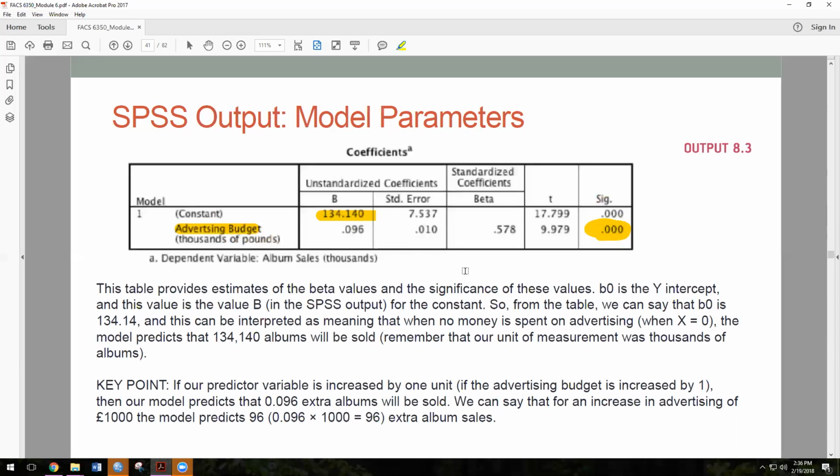Now for every 1 unit increase in my advertising budget, it could be $1,000, $100,000, whatever the unit is, if my advertising budget is increased by 1 unit, then I'm going to sell 96 extra albums. So 1,000 was what the unit was. So if I increase my advertising by $1,000 or 1,000 pounds, then the model is going to say that I'm going to get 96 more sales. So that's a pretty bad return on investment, if I'm inputting $1,000 and only getting 96 sales out of it.